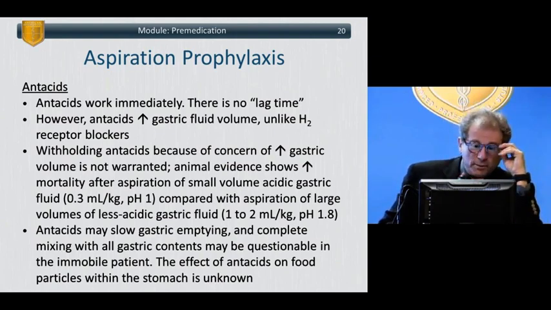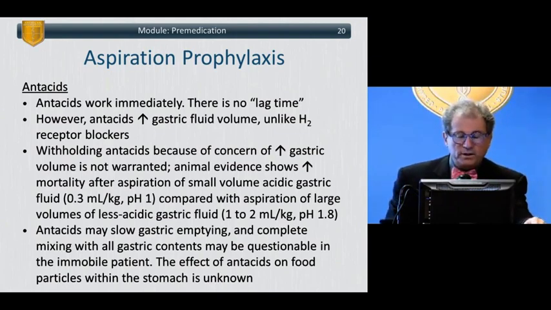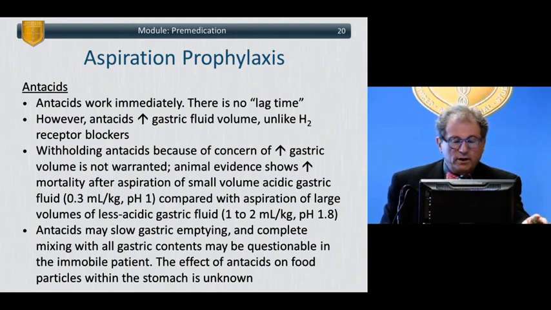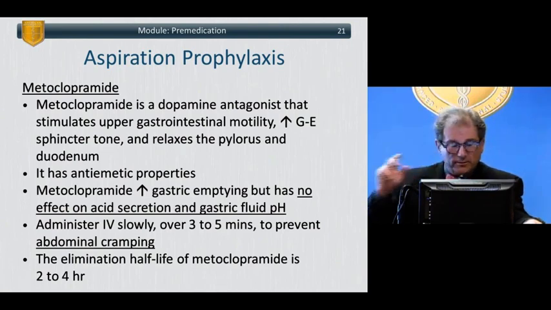These antacids do work immediately. There's no lag time. But as I said, there is a small increase in gastric fluid volume, unlike the H2 receptor blockers that do not have that effect. The effect on volume, though, is small enough that we would proceed in giving that volume despite the fact that the volume of the gastric juice may increase. Antacids may slow gastric emptying, and complete mixing of all gastric contents with the antacid may be questionable in the immobile patient, so it's better that they move around. And again, the effect of these antacids on food particles in the stomach is nil, and therefore aspiration will still be a problem if the food particles are aspirated.